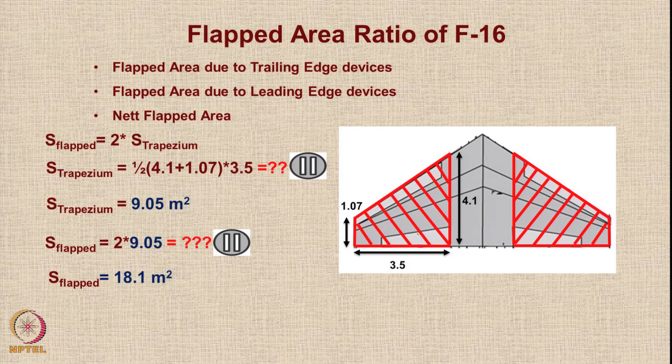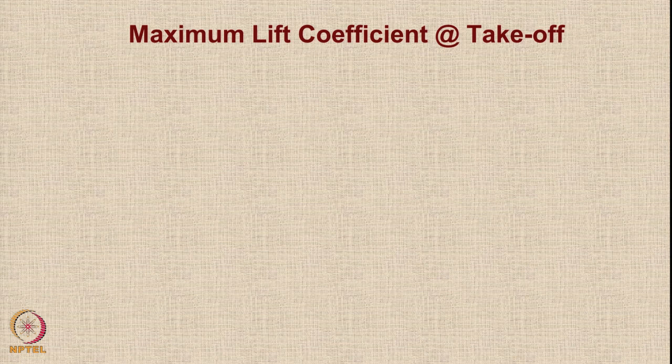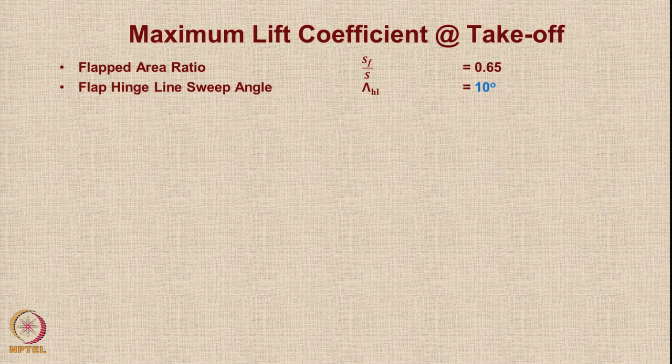So, the flapped area is 18.1 square meters, and remember that the total area is 27.87 square meters. So, with this we can get the ratio of S flap by S, or the flapped area ratio. Again, I would suggest you pause the video and calculate this number. The number turns out to be 0.65. Hence, for this aircraft, the flapped area ratio is 0.65. Only 65% of the whole wing is actually under the influence of the flaps, 35% is not under the influence of the flaps, and that area is mostly the area inside the fuselage, actually over the fuselage. So, the flapped area ratio is known as 0.65. The hinge line of the flaps is swept at an angle of 10 degrees.